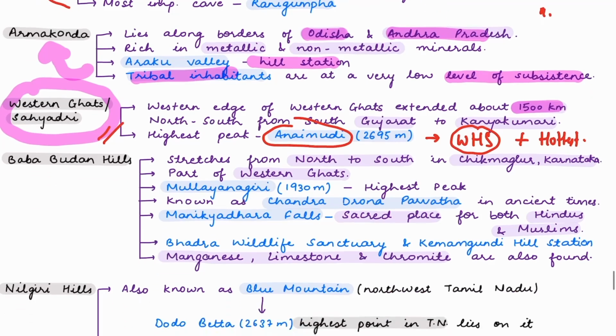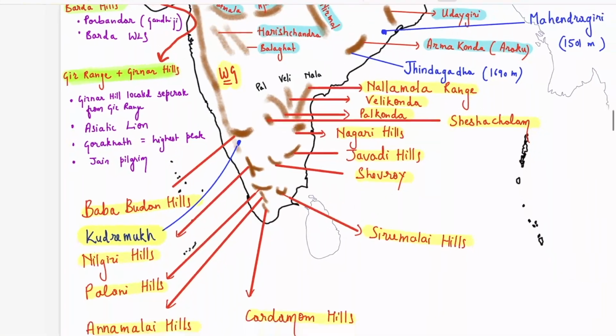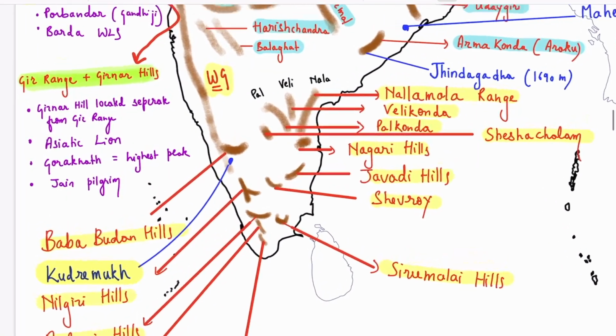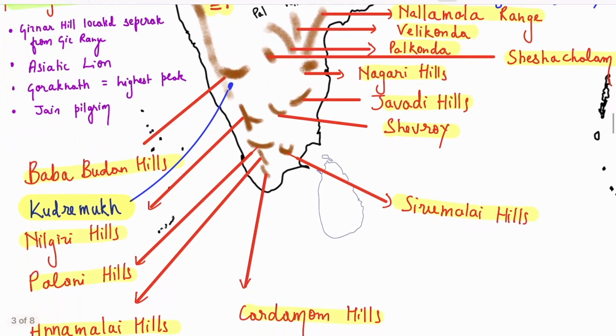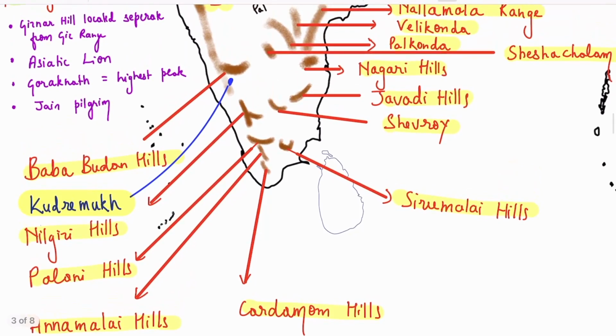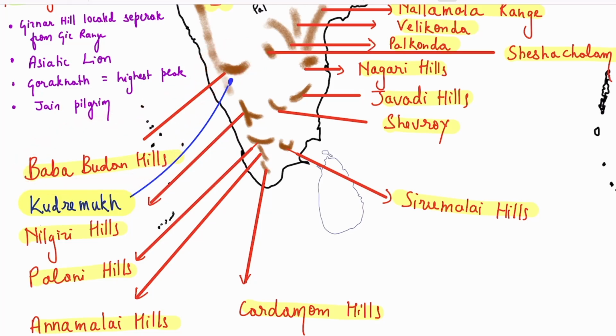Now, towards the southern end of the Western Ghats, there are some very important ranges that we have here. Please be very careful while we are analyzing it. First, we have the Baba Budhan Hills.